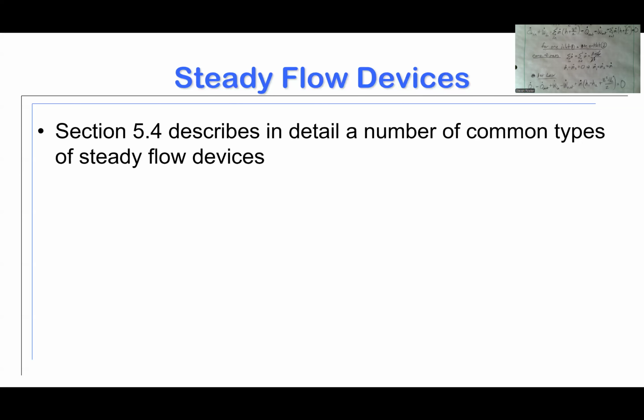We're using the 10th edition of Moran and Shapiro's Engineering Thermodynamics, and for us, this is chapter 5 we're describing. In our text, there's going to be a section where it describes a number of very common steady flow devices. For us, that's section 5.4.